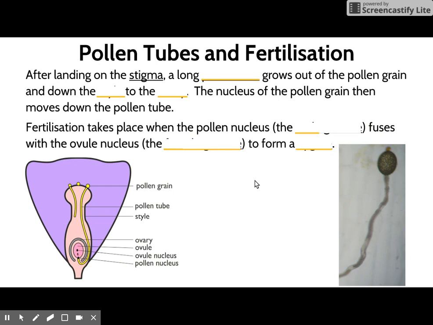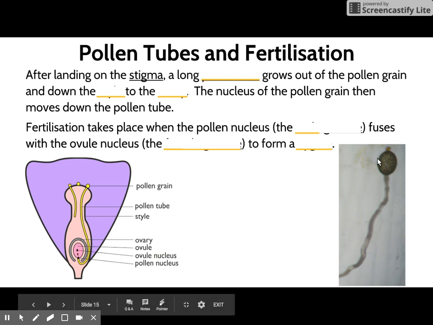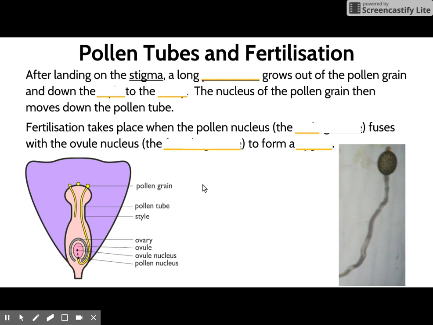When we talk about pollen tubes, if we look right here, a plant has been dissected. So we have a pollen grain at the top and a pollen tube. This is a microscopic picture of that exact thing. So basically what happens is after landing on the stigma, a long pollen tube grows out of the pollen grain and down to the style, to the ovary. So the nucleus of the pollen grain then moves down the pollen tube.